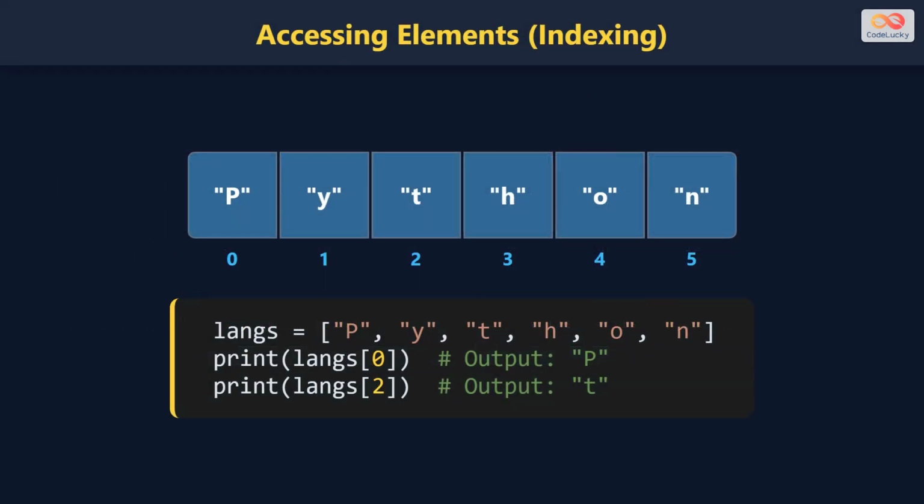Once you have a list, you will want to access the items inside. Python uses zero-based indexing. This means the first item is at index 0, the second at index 1, and so on. In this example, accessing index 0 returns the letter P.